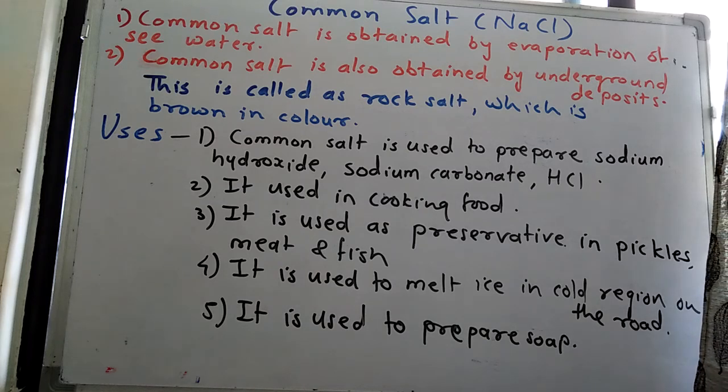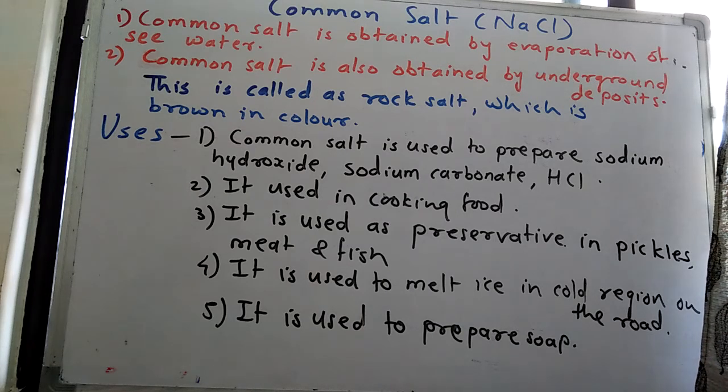So what are the uses of common salt? From common salt, many other chemical compounds can be prepared, like sodium hydroxide, sodium carbonate, sodium hydrogen carbonate, meaning washing soda and baking soda. And it is also used to prepare hydrochloric acid. Then it is used in cooking food to give taste to the foodstuff.